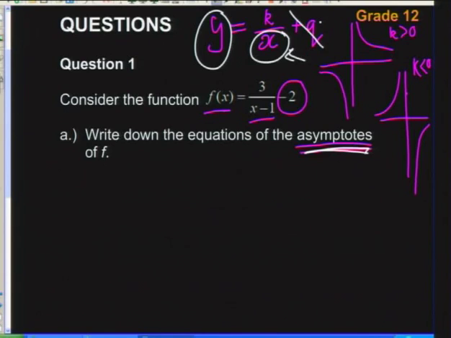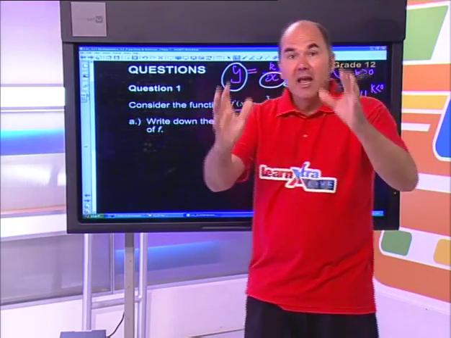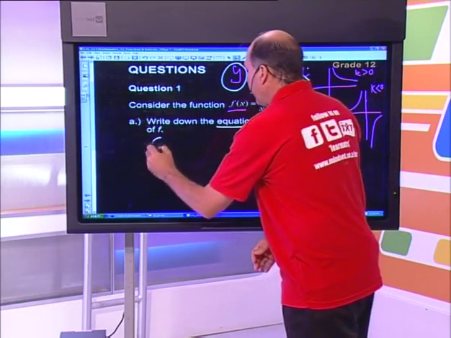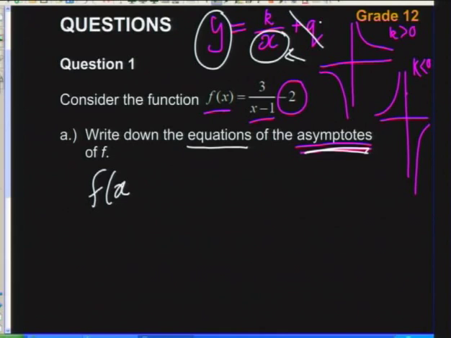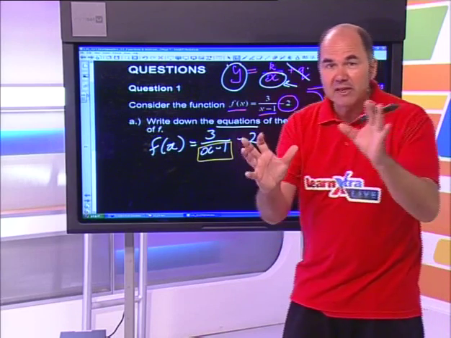Now, having spoken about that, we need to look at the equation given. And we need to write down the equations of the asymptotes for f of x. Now, the first thing I'm going to say is, what value of x am I not allowed to use? Have a look at it very carefully. We've got f of x, and it's equal to 3 over x minus 1, minus 2. Now, immediately you should recognize this denominator, the bottom here, can never equal 0.